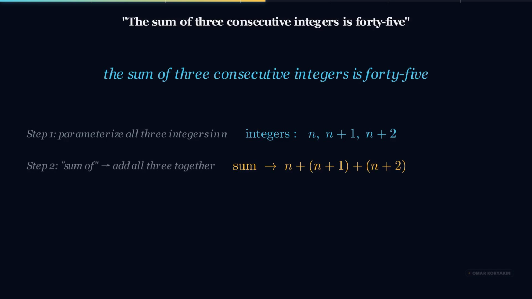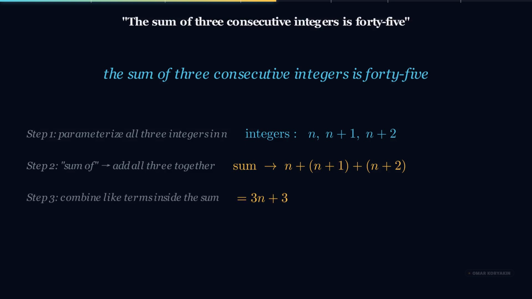Step 2. Recognize the keywords and their operators. The phrase "the sum of" means addition of all the listed items, so the sum of 3 consecutive integers becomes n plus the quantity n plus 1 plus the quantity n plus 2. The word "is" at the end means equals, and 45 becomes the right side of the equation.